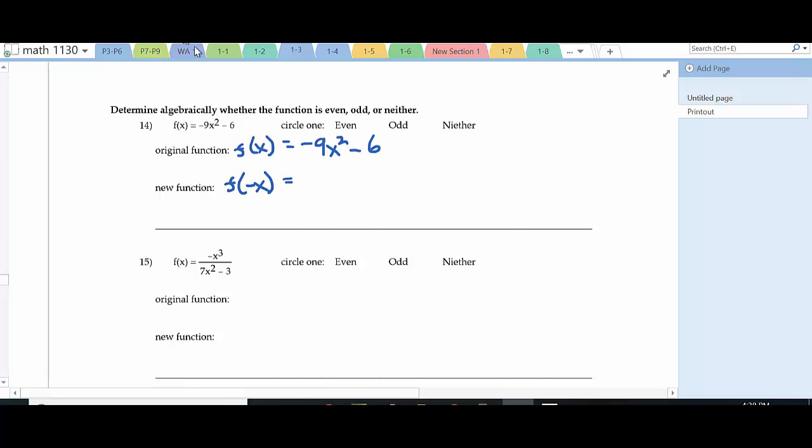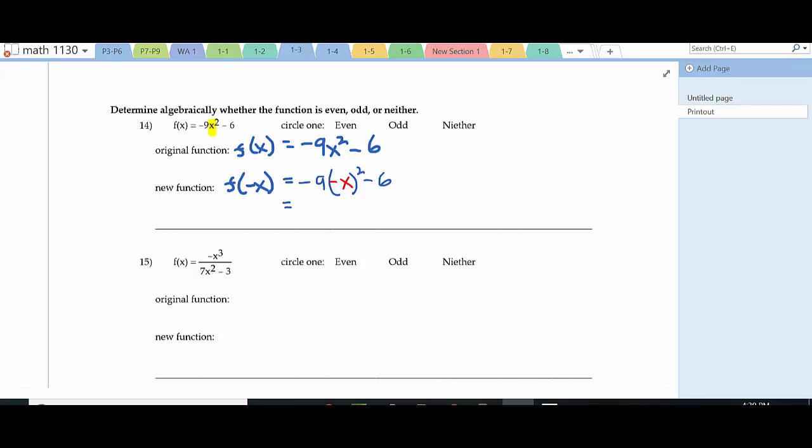Now, if you're doing f of negative x, all that means is go to the function I gave you, where you see x, replace it with a negative x. So you would want to write on your paper negative 9 times negative x squared, and then minus 6. You always start your test by doing this. Now what we're going to look at is if it turns out to be the same, that means even function, because opposite x gives same y. If it turns out to be the opposite of the original, that's going to be odd. Opposite x, opposite y is going to be odd. Otherwise, it's neither.